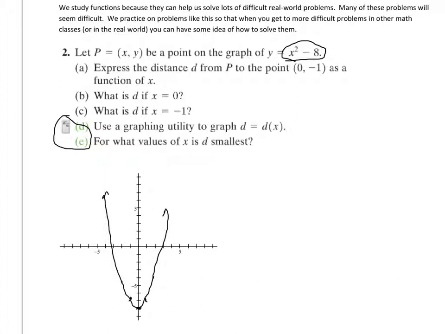Okay? All right, so we want to express the distance from D to P. And again, P is (x, y), so we need to figure out that distance. So our distance then for part A is the square root of x minus 0 squared plus y minus negative 1 squared. Okay? So everybody understand what I've done so far?